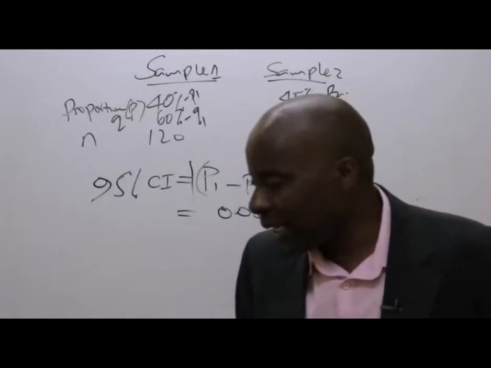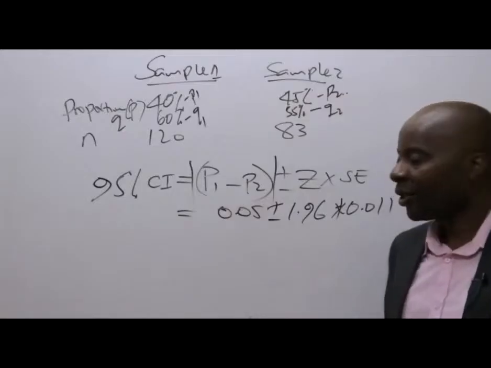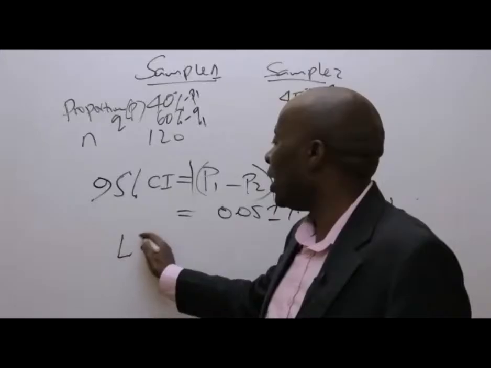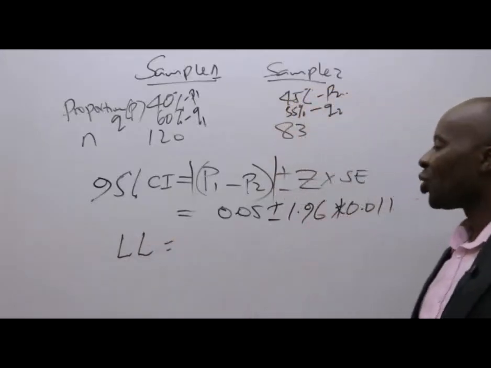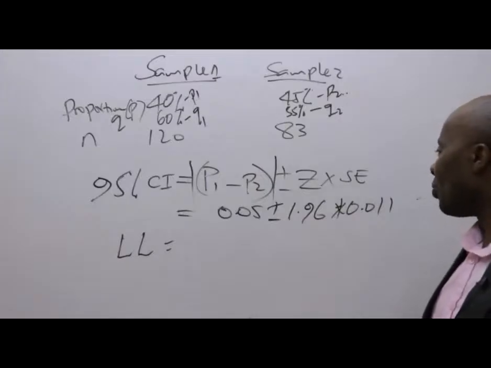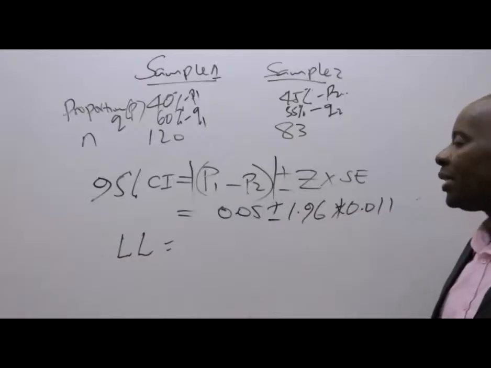0.011. I can see Dahir saying, okay. So thank you very much, Dahir. At least Dahir is with us here. So 0.011. Come and give us the lower limit. You get the lower limit through subtraction. So you'll say 0.05 minus 1.96 times 0.011. You get an answer. Give us an answer, and we write down the lower limit.